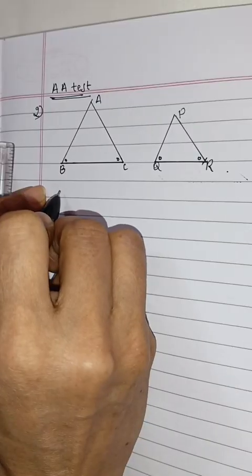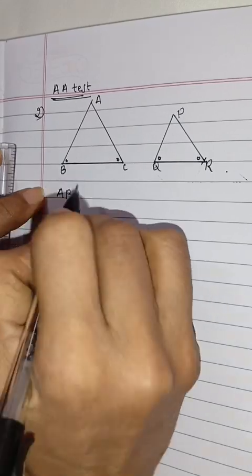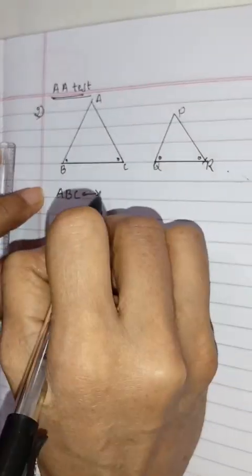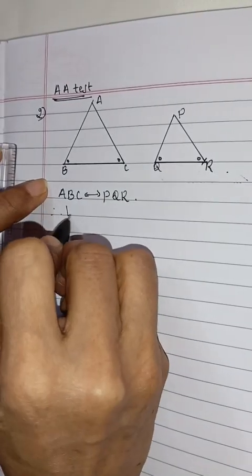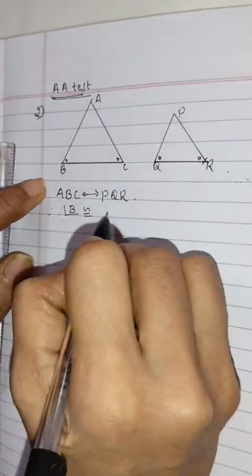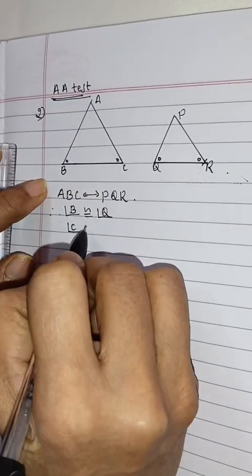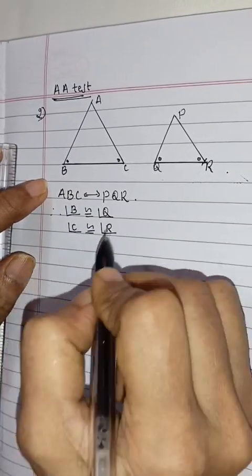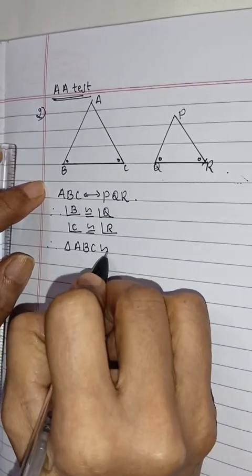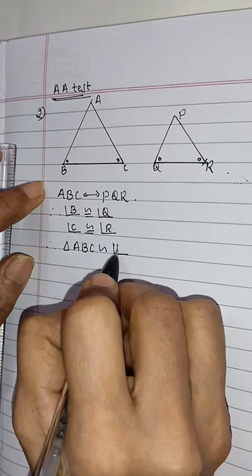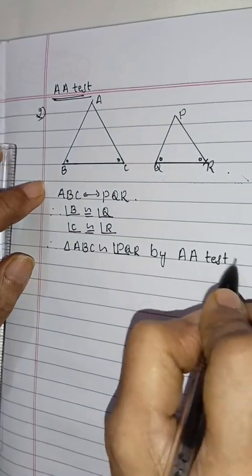Therefore, under the correspondence of ABC with PQR, angle B is congruent with angle Q, and angle C is congruent with angle R. So therefore triangle ABC is similar to triangle PQR by AA test.